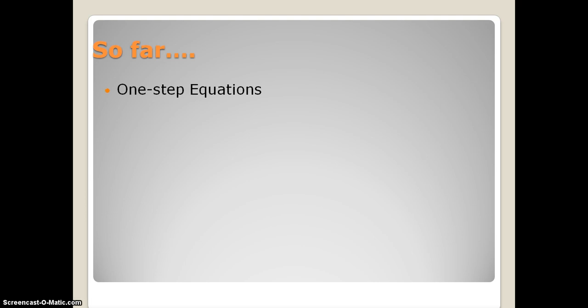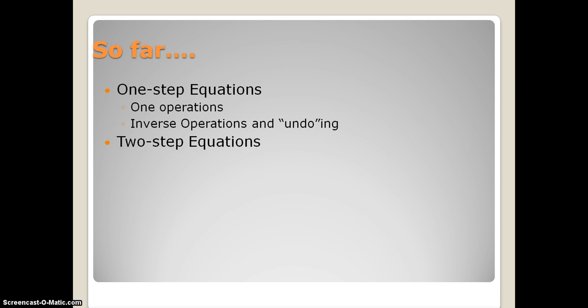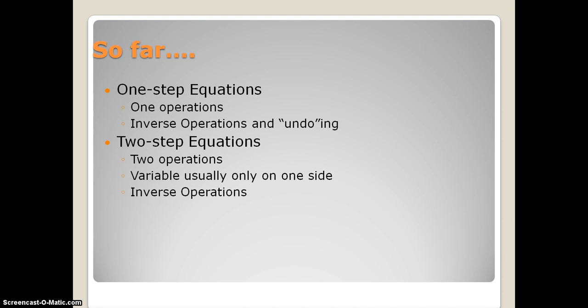So far what we have focused on is one-step equations. In there we only really do one operation at a time, whether it be adding, subtracting, multiplying, or dividing, and our key thought process was to go through and do inverse operations. So we would undo what we had there. Then we moved into two-step equations, and with two-step equations we did two operations. So we had variables typically on one side, and then we did multiplying and an addition, or subtraction and division, something like that, but we continued to use our inverse operations.